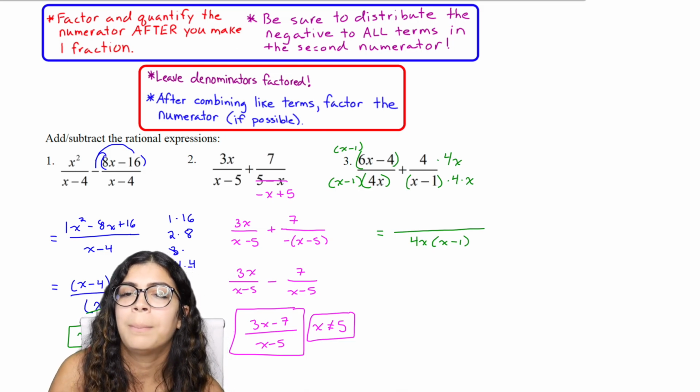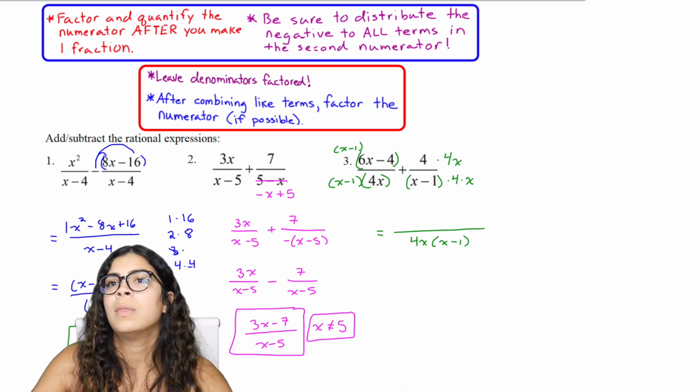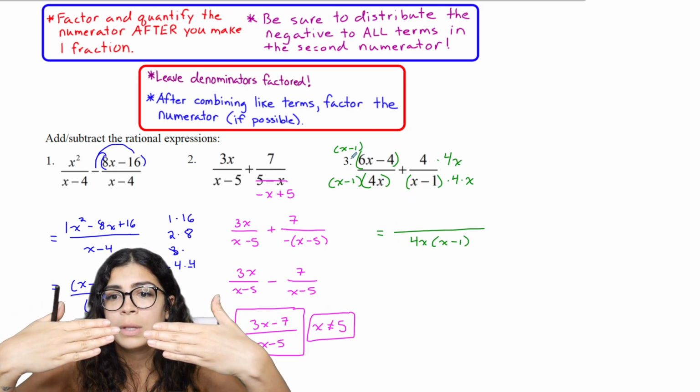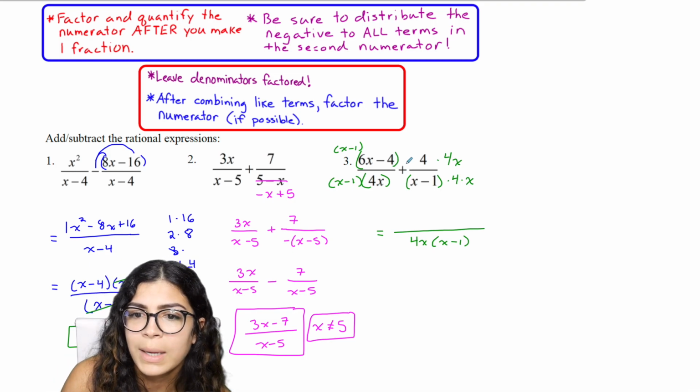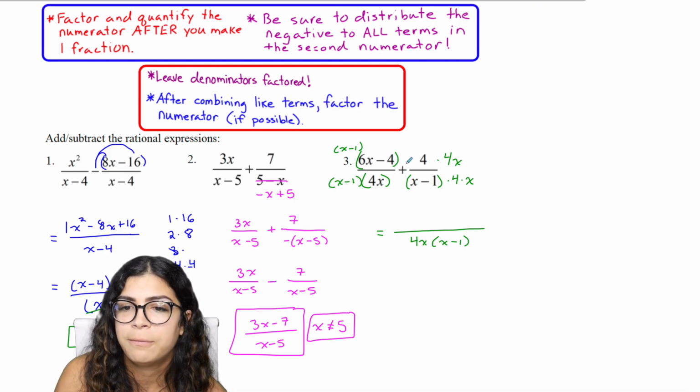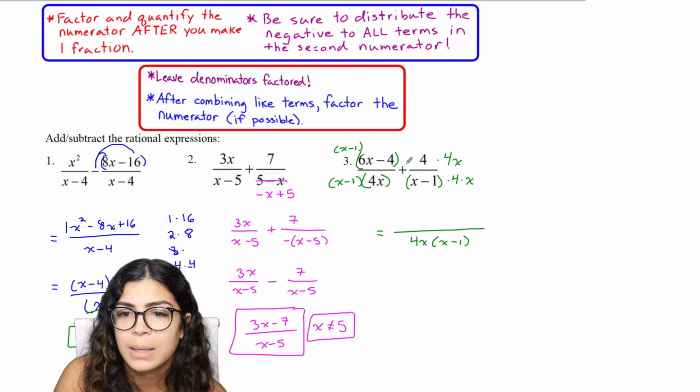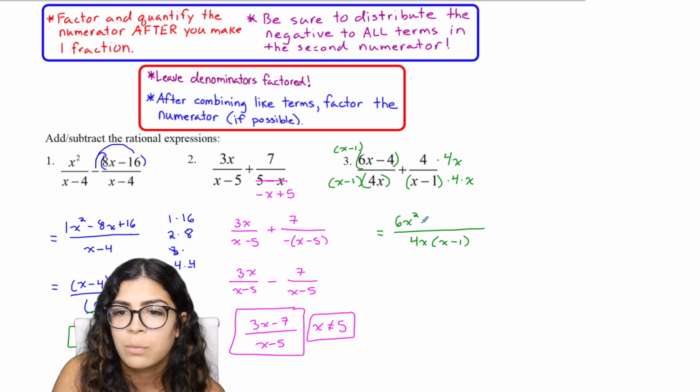Just multiply the top, that way you have terms that you can then combine in the two fractions, right? So go ahead and simplify the top, but leave the bottom factored. So x minus 1 times 6x minus 4. X times 6x would be 6x squared. X times negative 4 would be negative 4x. Negative 1 times 6x would be negative 6x. Negative 1 times negative 4 is positive 4.